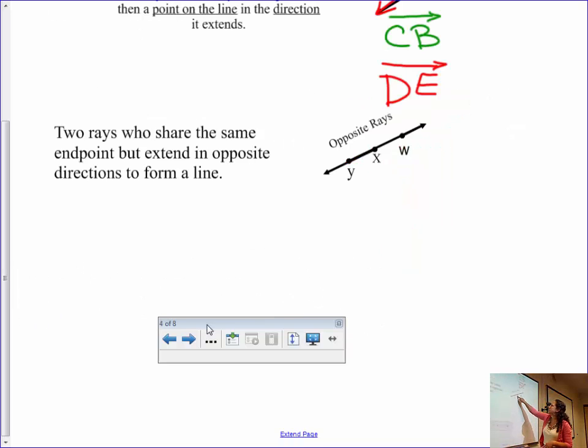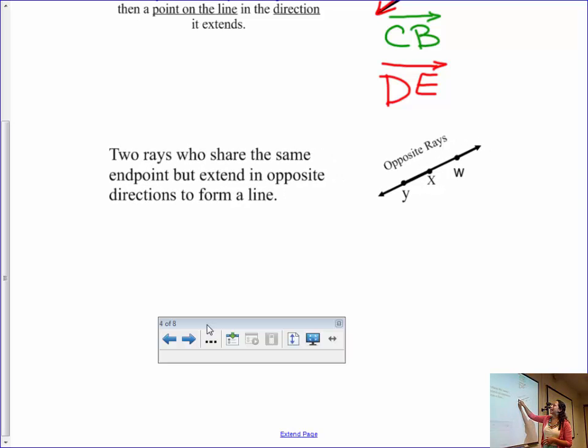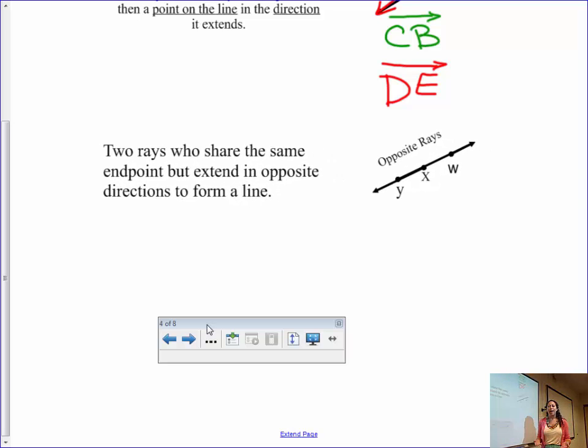Now, opposite rays are 2 rays who share the same endpoint but extend in opposite directions to form a line. So we've already talked about a line. You know it goes infinitely in both directions. So looking at this guy, he goes on in both directions, so we could easily just dismiss the fact that he's opposite rays, but since we asked the question and posed the definition, we want to figure out what's the common endpoint. Well, the common endpoint here is x.